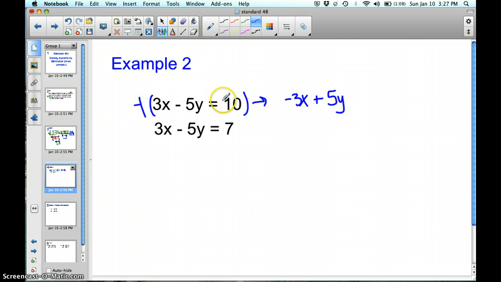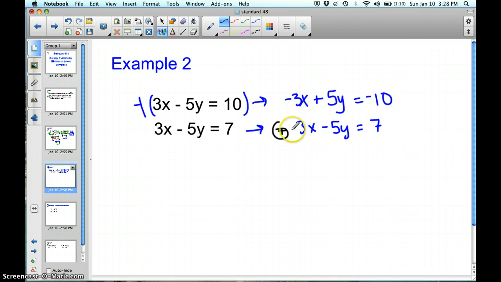And then negative 1 times 10 would give me a negative 10. All right, I'm not going to do anything to my second equation, so I'm just going to bring that over. 3x minus 5y equals 7. Okay, so now we're going to add these together.